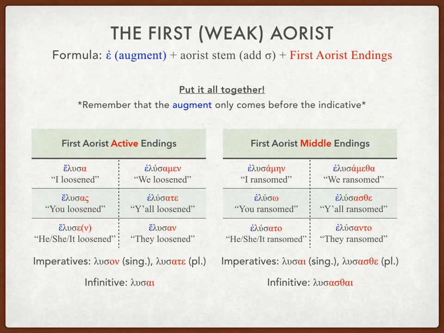The formula here is pretty simple when you think about it. It's just using epsilon, adding a sigma to the end of the verb stem, and the first aorist endings. And as long as you know how to do that, it's pretty simple. Same with the imperatives. Remember, with the imperatives, you don't use the epsilon, so I will just have luson if I tell one person to loosen in the aorist imperative, or lusate if I tell multiple people to do that. The infinitive form will be lusai, to loosen and to loosen once.